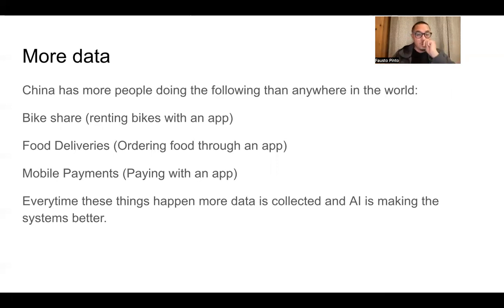China has more people in the world for the following things. They're doing more of the following than anywhere in the world. There's more people in China doing bike sharing. They're renting the bikes with the app. They're having food deliveries, again, using an app to order food, making mobile payments, another app to pay. Every time these things happen and more data is collected, AI is making the systems better and better. It's learning more and more.